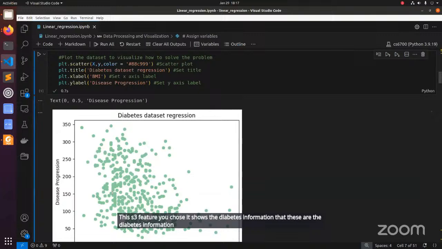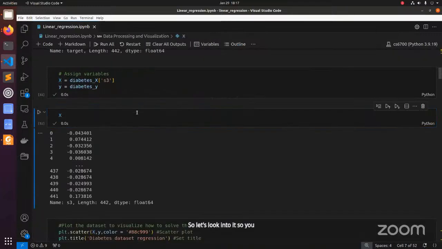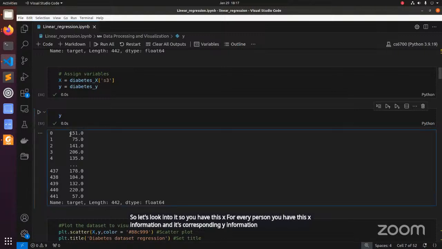So now you have x and y. Let's look into x. For every person, you have this x information and its corresponding y information. y is the diabetes of that person.